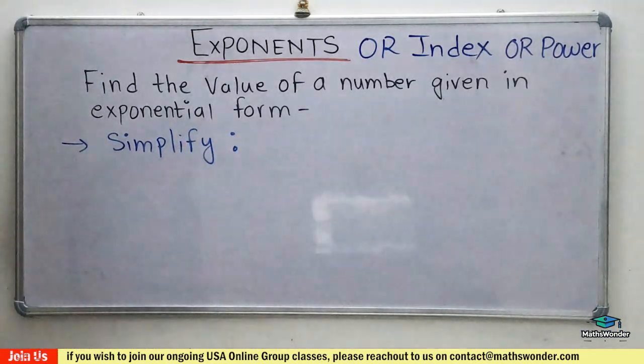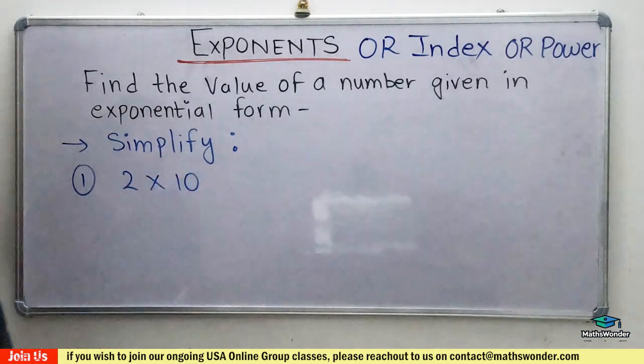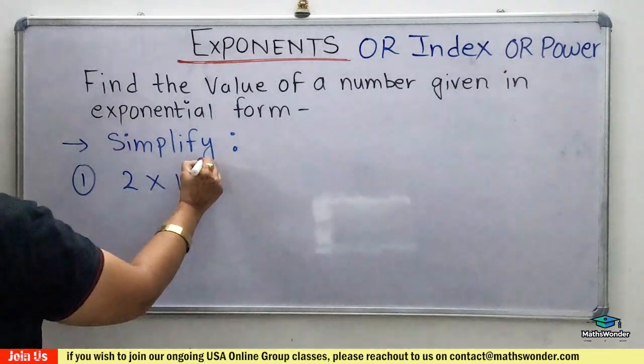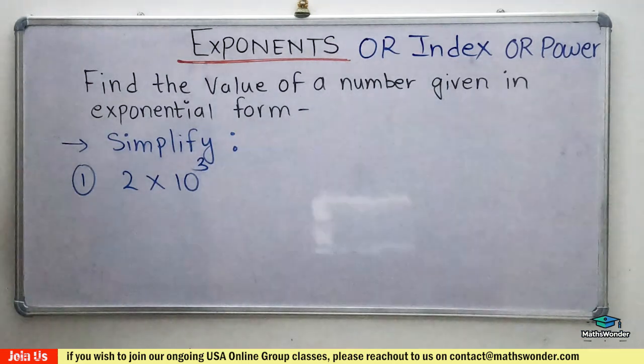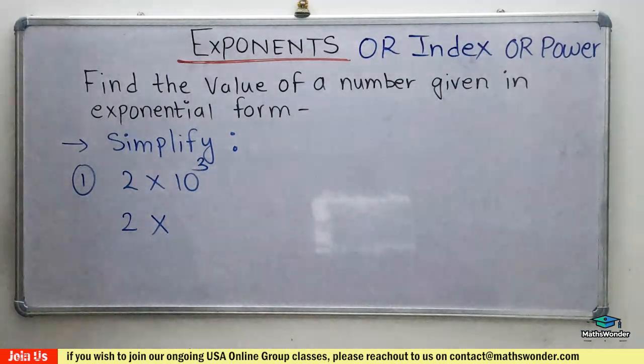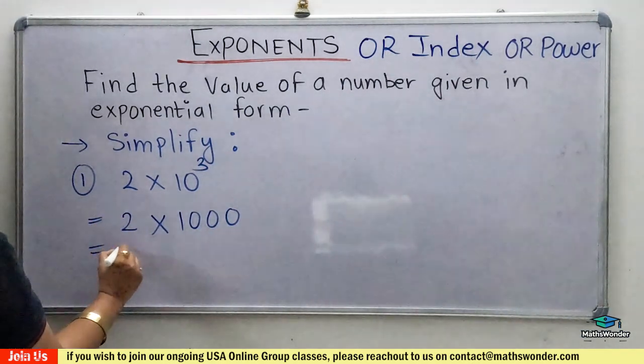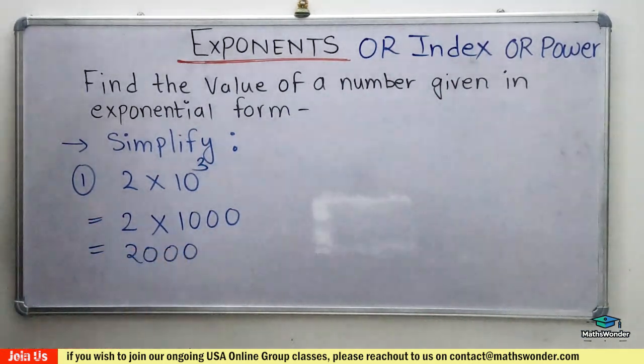How will you simplify the question? Suppose it is given like this: 2 times 10 raised to the power 3. 2 means 2. 10 raised to the power 3 means 10 times 10 times 10, which is 1000. So what will be your answer? 2000 is the answer, right?